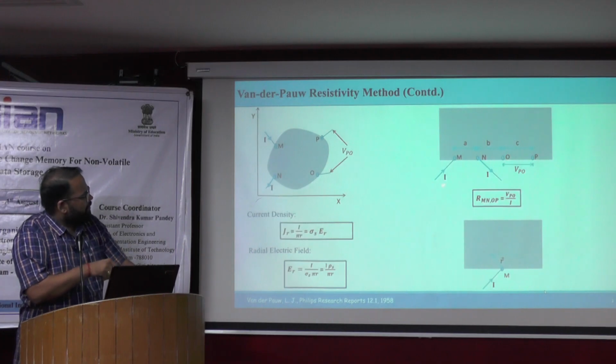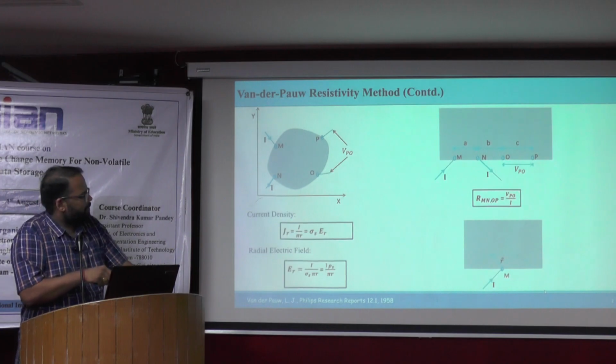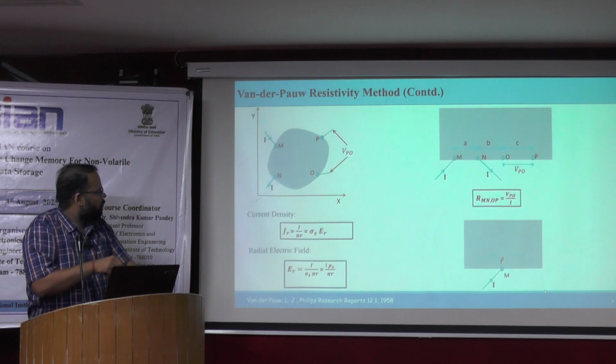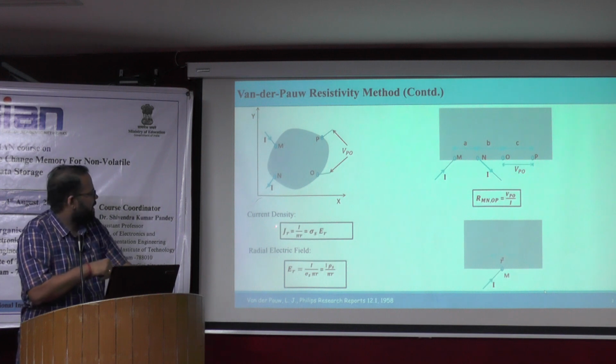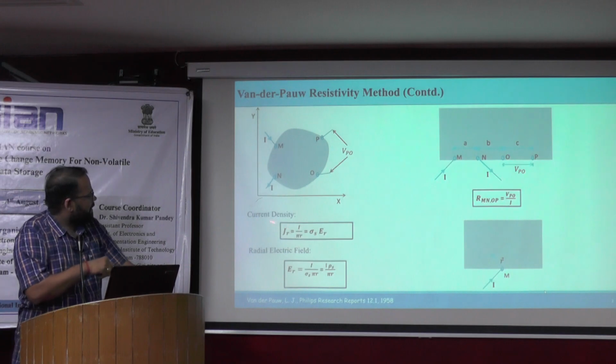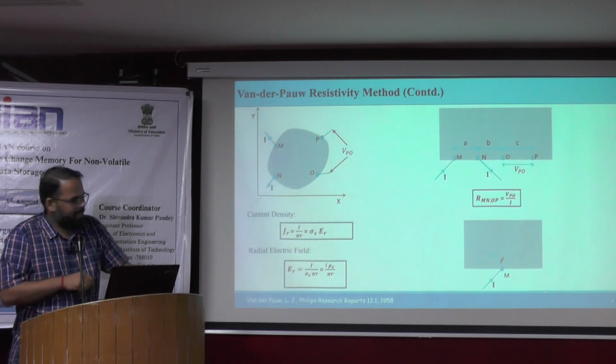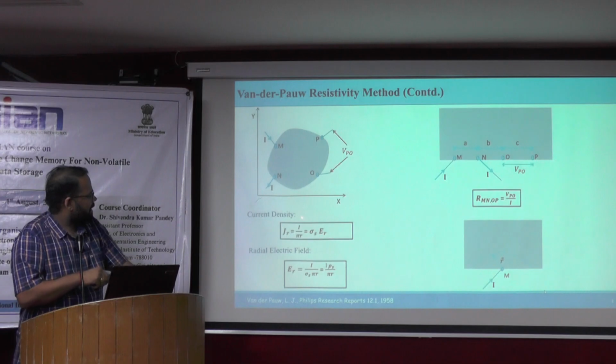So if you are sourcing these two terminals and you are getting bias on the other side, you can get this resistance, a kind of V by I relationship. Okay, so what is the thing basically here? First you need to identify the current density, and based on this mathematical equation, you can get the current density and the radial electric field.